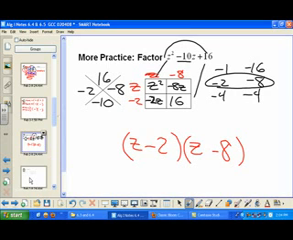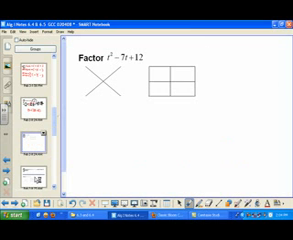Questions? Yes, sir. Pardon? Are you talking about this? What are you asking? Is it going to be on what? Yes, it will be. But it doesn't help you practice. So you guys need to do this one. Do this problem.